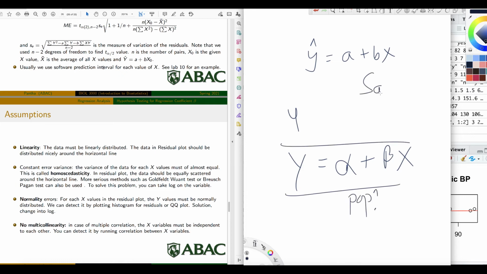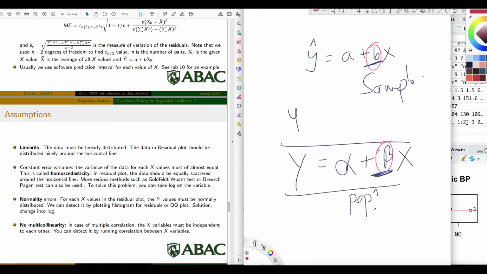This is for the sample. So far we found the equation of the regression line in the population and sample, right? Here, this is the regression coefficient of the population. This is the regression coefficient for the sample. So next, we want to test the hypothesis for the regression coefficient beta for the population using the b value from the sample. That's what we are going to do next.